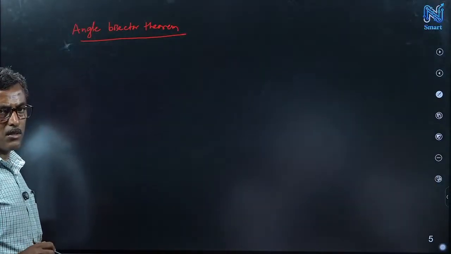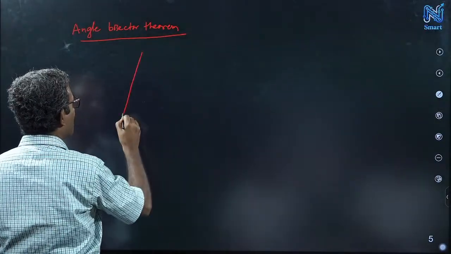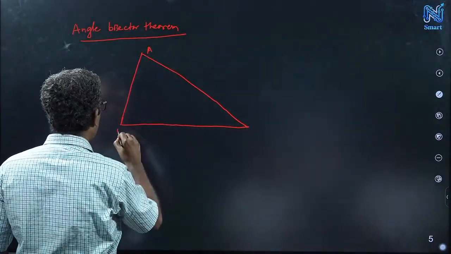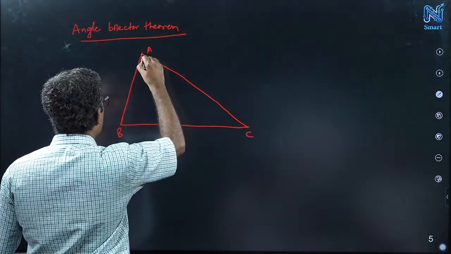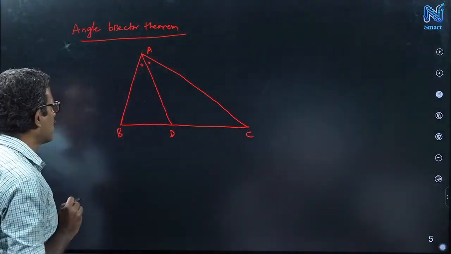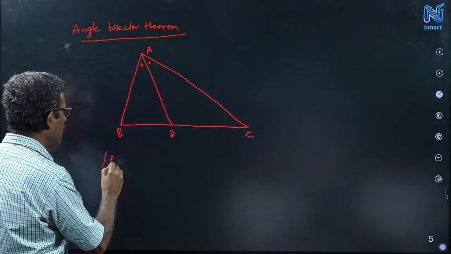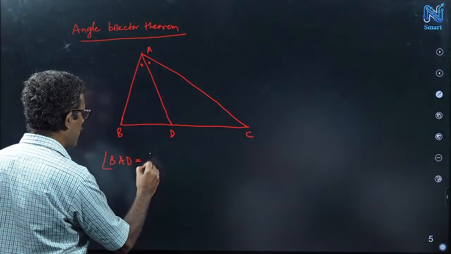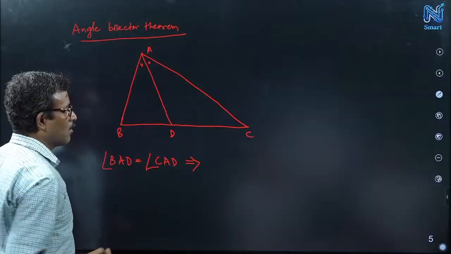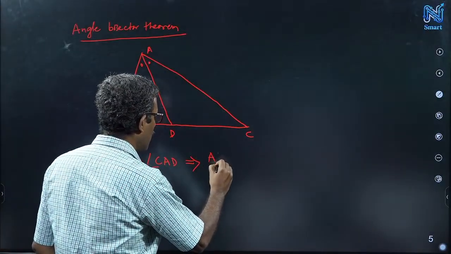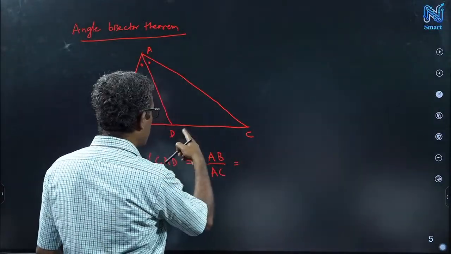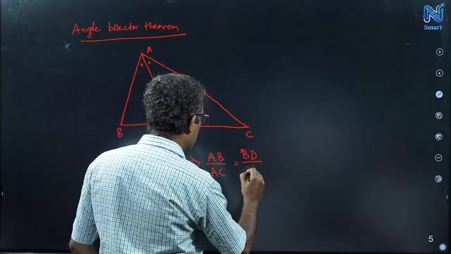What is the angle bisector theorem? This is a very important theorem. Say this is triangle ABC and we have the angle bisector of A, these two are the same angle, and this is D. It is given that angle BAD is the same as angle CAD. Then the conclusion is that AB divided by AC, the ratio of these two sides, is the same as the ratio of the two bases BD divided by DC. This is very important.